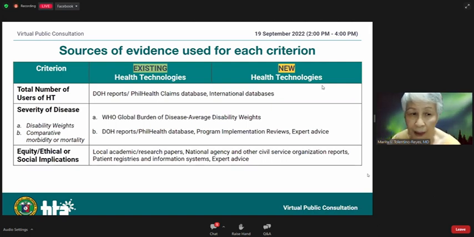Okay. Now, for equity or ethical or social implications, this is interesting because there were so many papers that we searched for, because we wanted the paper to be a local paper, or if not, at least from a neighboring country comparable to the Philippines. So we look at local academic and research papers, national agency and other civil service organizations, patient registries and information systems, and again, expert advice. Okay. The next slide.